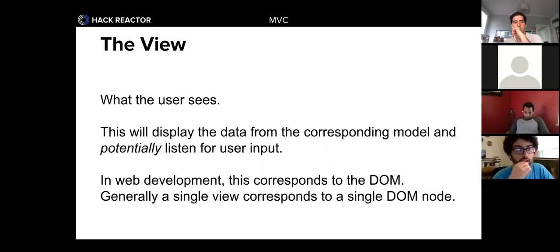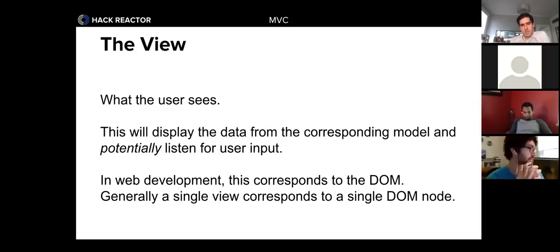Whereas the view here is all that the user sees. They don't actually see the model. All they see is the view. The view displays information from the model, and it gets updates from the model. But it is on its own just a single DOM node that's visible to the user.